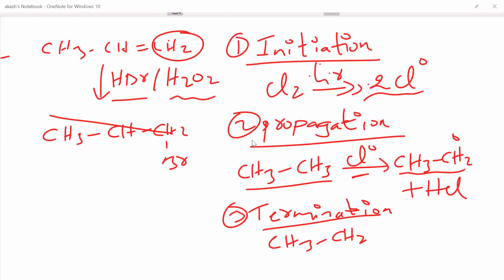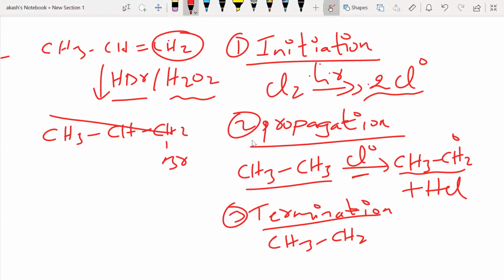So I'll have CH3, CH2 dot plus Cl dot combining together to form CH3, CH2, and Cl. Like this would have been the total mechanism. So you can understand, right? There is going to be a free radical which is getting formed, and that's the intermediate in this reaction, right?